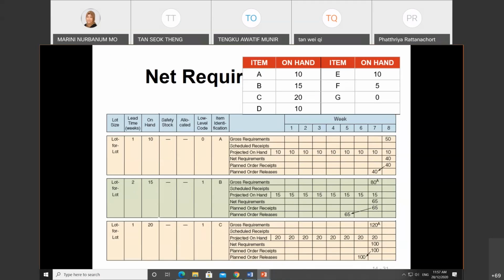All right. Next, the parent is A for C. We know 40, we need 3 Cs, so 40 times 3 is 120. 120 in week 7. 120 minus projected on hand, you look above in the table, C, you have on-hand inventory 20, 120 minus 20, 100. Bring down plan order receipt, refer to your lead time, 100.